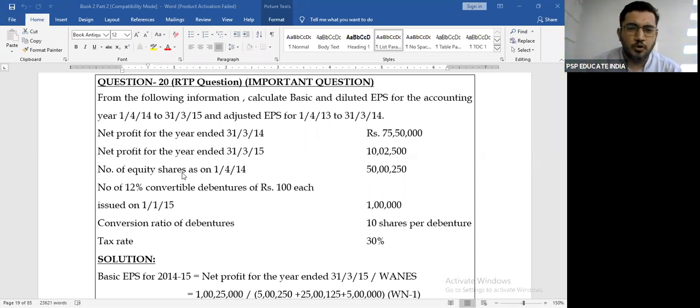Okay, let's do question number 20. Mark that very important last day revision question, a very good question to understand, very good question to practice. It says from the following information, calculate basic and diluted EPS. Underline that. दोनों ढूंढना है हमको, basic as well as diluted EPS for the accounting years 13-14 and 14-15.